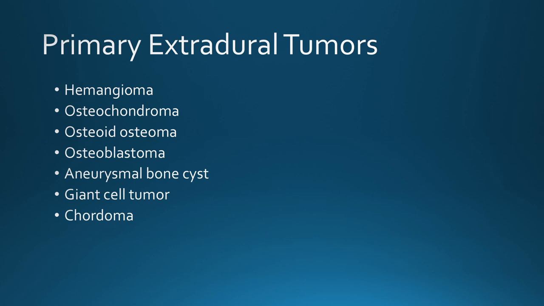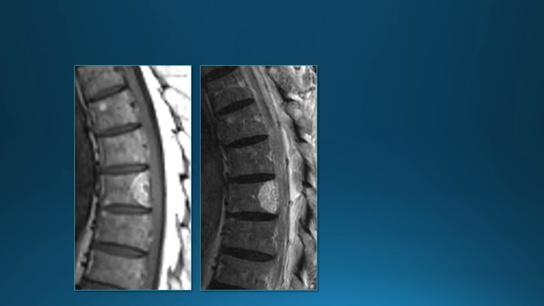Primary extradural tumors, we will look at some of these in more detail. First, here's a lesion that's bright on the T1 weighted images, also bright on the T2 weighted images. This is a typical appearance for a hemangioma.